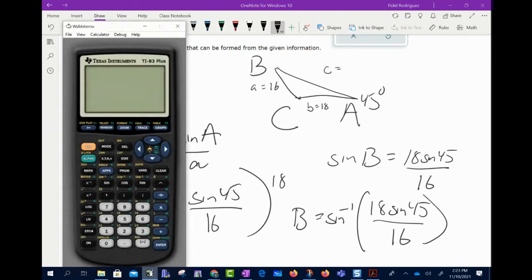Okay, so y'all, I'm guessing at this stage of the game, because y'all in pre-cal, right? You're pretty comfortable with your calculators. So again, just be careful with it, right?